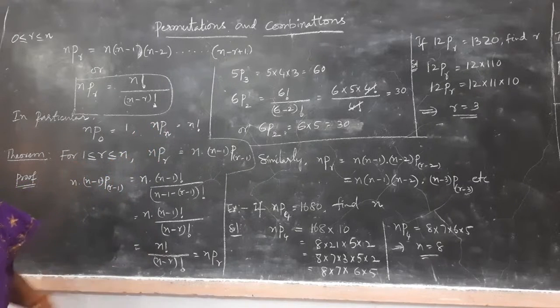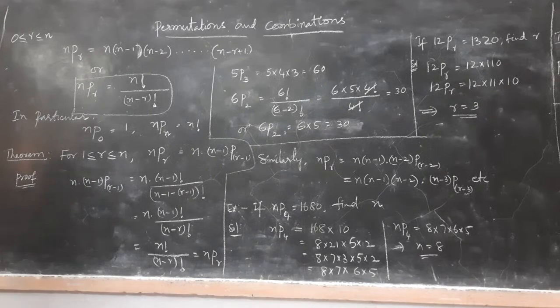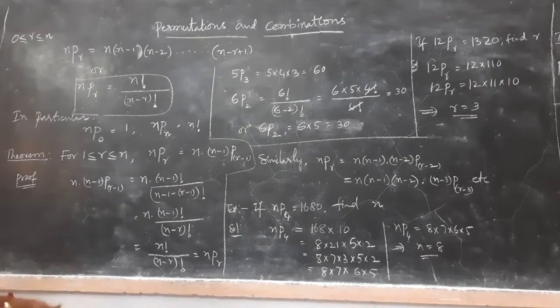So the number of ways of n dissimilar things taken n at a time. So n వస్తువులు n తీసుకొని arrange చేయాలంటే how many ways, n places లో n things. So that is n factorial.